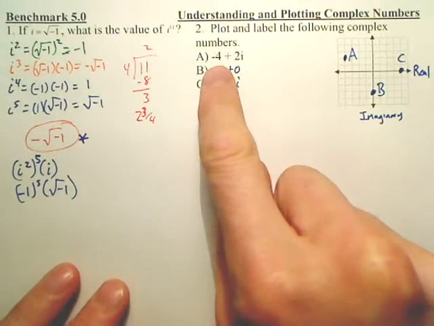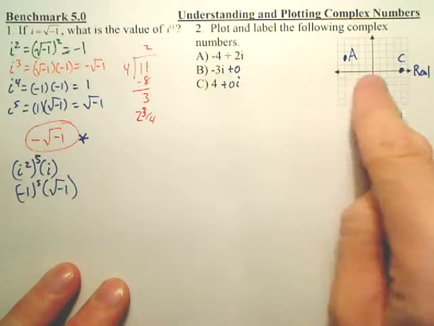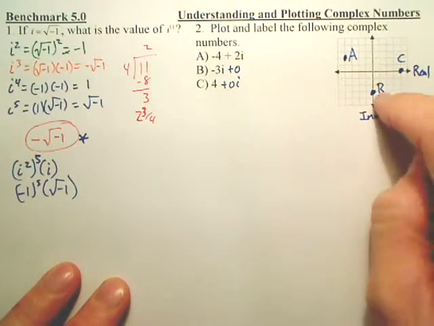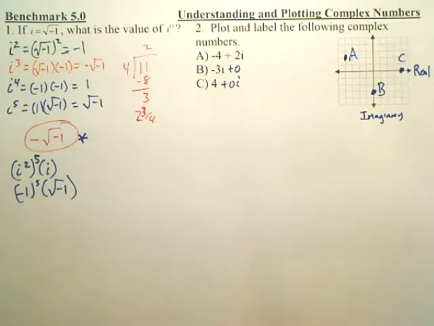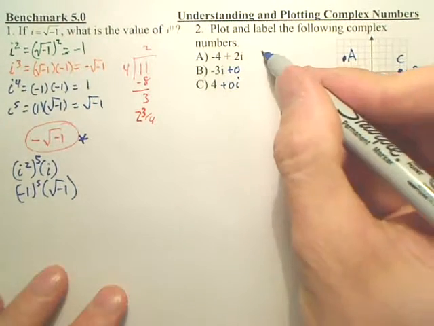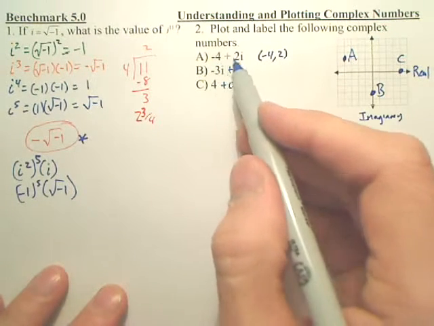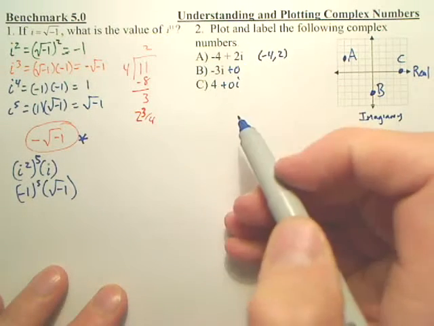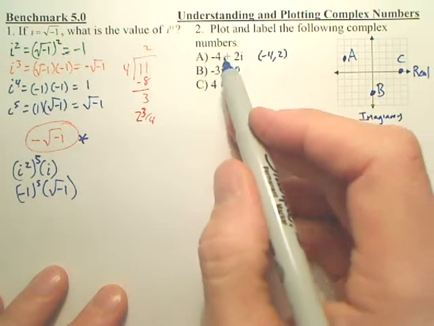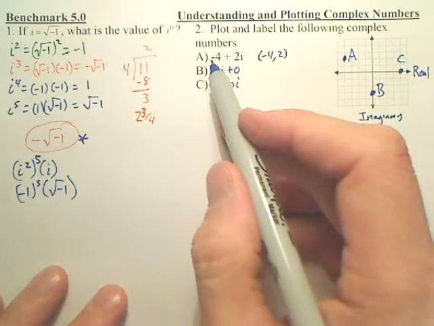All complex numbers have a real part, which goes on the real axis, and an imaginary part that goes on the imaginary axis. You could think of them also as coordinates, negative 4, 2. The imaginary is your y-axis. The real is your x-axis.